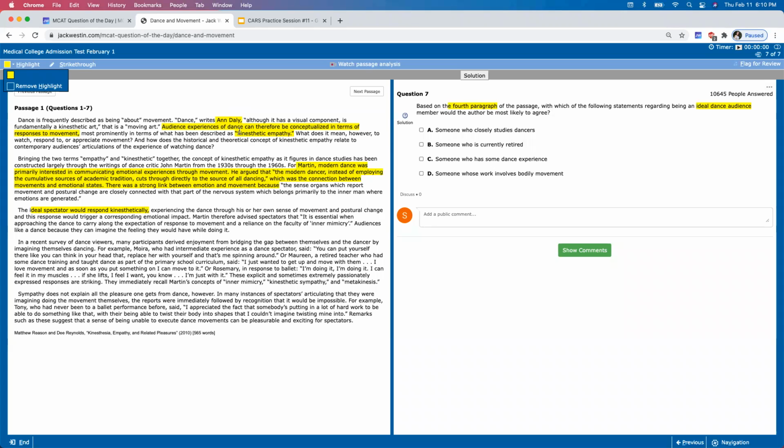Okay, perfect. So remember the kinesthetic word that came up in the first paragraph? Kinesthetic is a moving art. Okay, great. So what is the one word summary of paragraph 1? Kinesthetic.